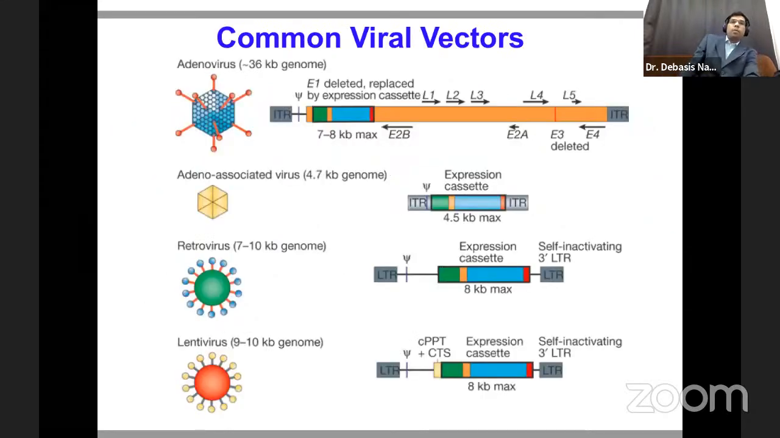So what are the common virus vectors? One is adenovirus, one is adeno-associated virus, retrovirus, lentivirus. I just want to point out two things here. One is adenovirus, which is your current vaccine coming to India, and retrovirus. So imagine that retrovirus is the HIV virus.